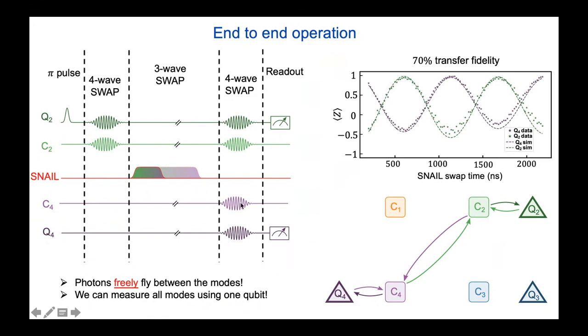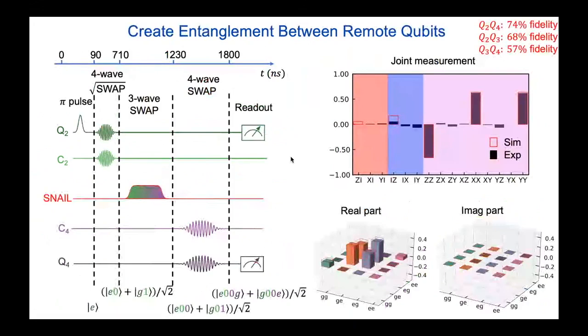But maybe this is not enough, right? People care more about maybe the entanglement. So that's why the next experiment we do is create entanglement between remote qubits. And the interesting part here is that you actually didn't need any extra work. The only thing you need to do is substitute one swap with a root swap, and then you can create entanglement. And all other following swaps will just bring this entanglement to any other mode.